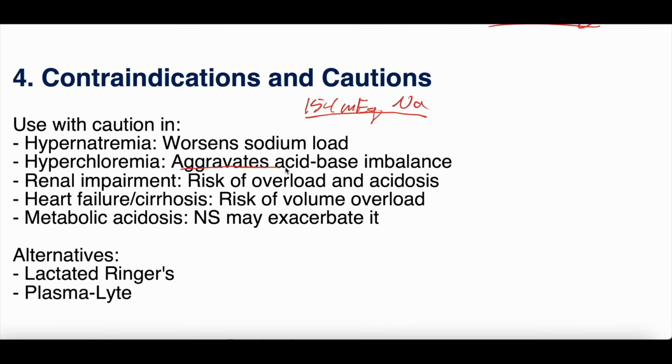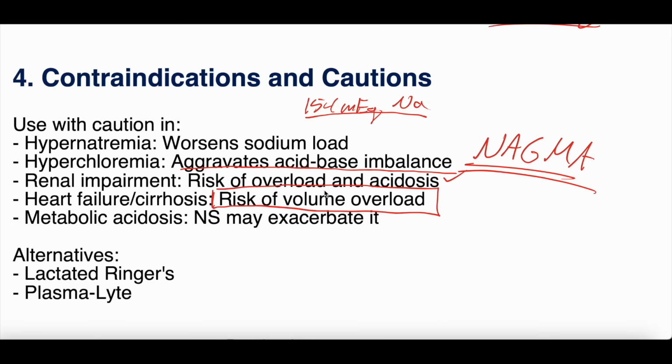Hyperchloremia, definitely normal saline will aggravate that acid-base balance. Remember that non-anion gap metabolic acidosis, NAGMA, from hyperchloremia. Renal impairment, this is where they found in some studies that normal saline might be inferior, might be worse than lactated ringers, but it wasn't consistent across all studies. But in someone who has renal impairment, you just got to be careful. Again, that acidosis.